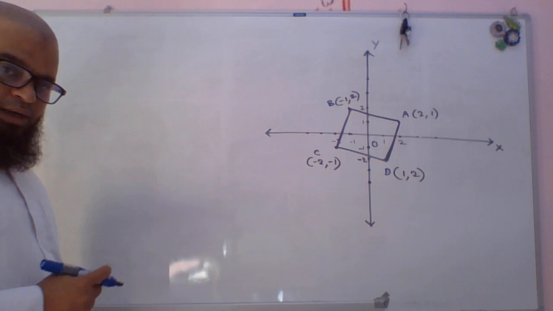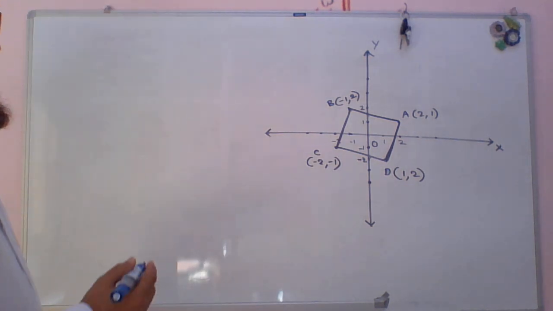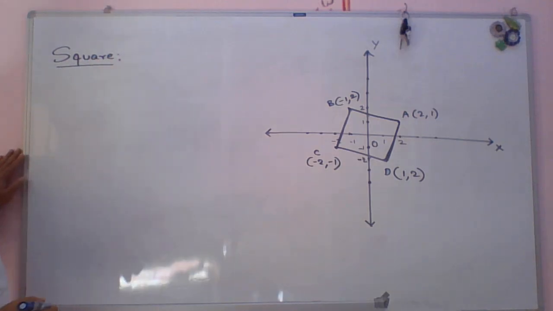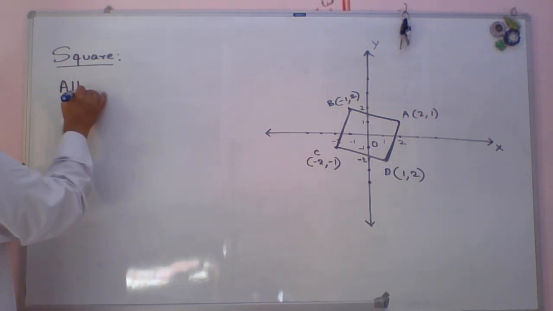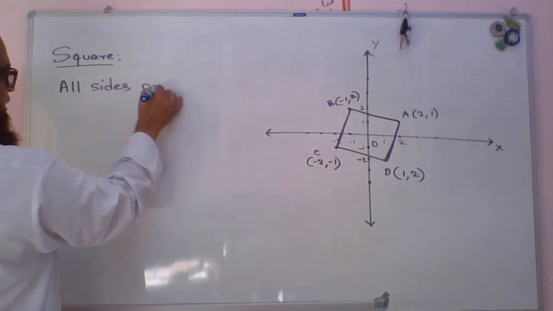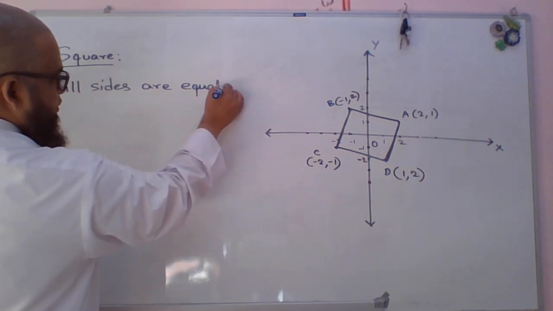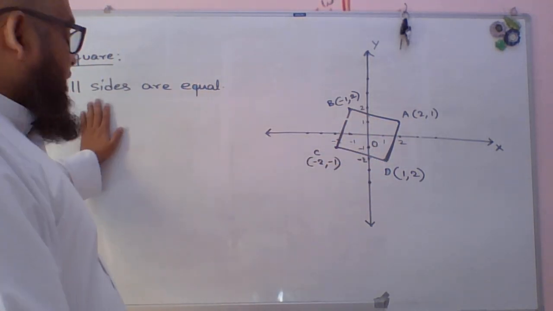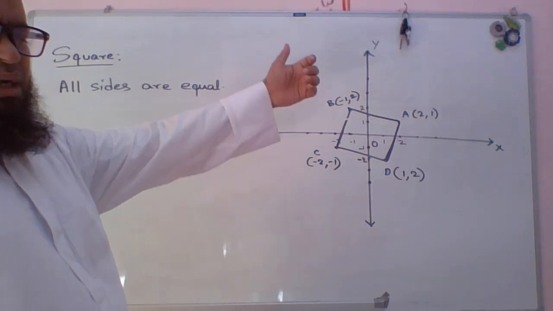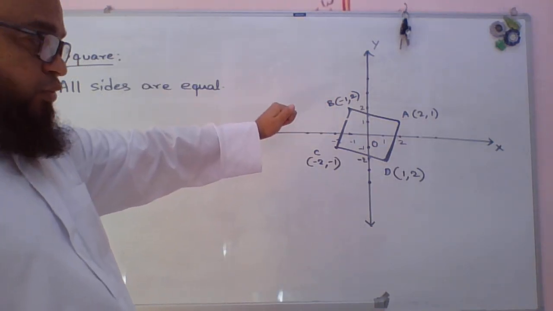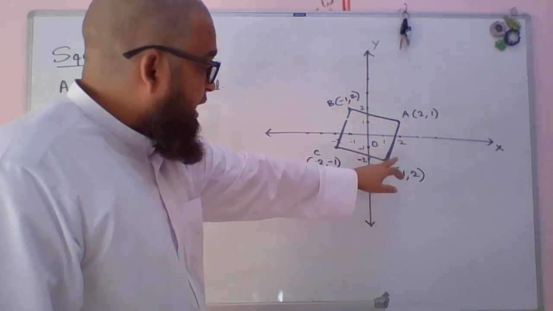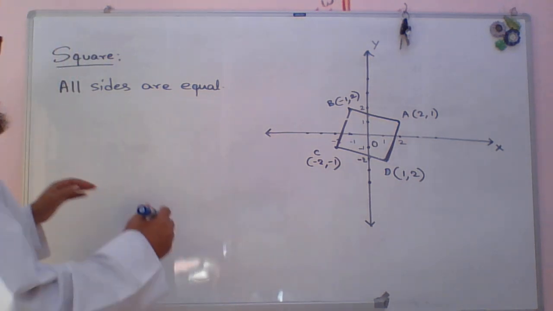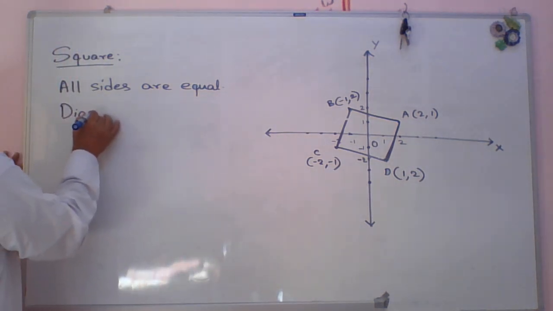I don't know whether it is a square or not. So what are the properties of a square? All sides are equal. And the next property is that all angles are 90 degrees. But it is coordinate geometry, and we have studied the concept of distance. So when all adjacent angles are 90 degrees, what do you say about the diagonals? Diagonals are equal. So diagonals are equal.